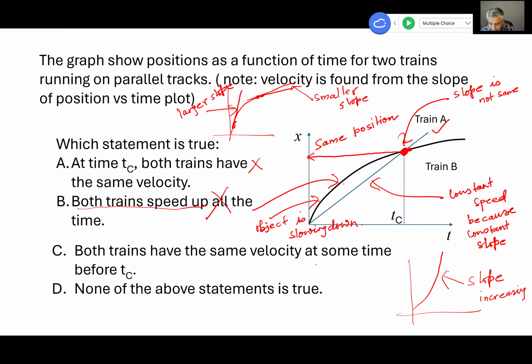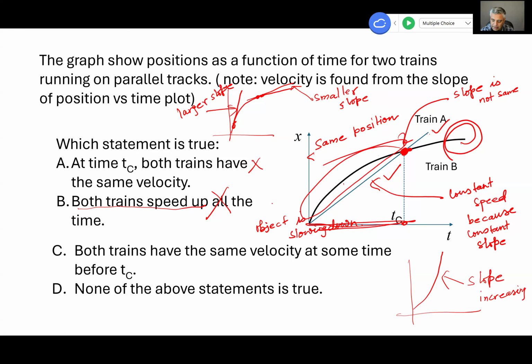Both trains have the same velocity at some time before tc. So tc is here, and sometime here, both of them have the same velocity or speed. What does that mean? Does the slope of this B line match with the slope of A line at any time? Can you see that? Somewhere between here and here, does the slope of this curve match with the slope of this? If you were to draw a tangent line somewhere here, is the slope of that going to match with this?